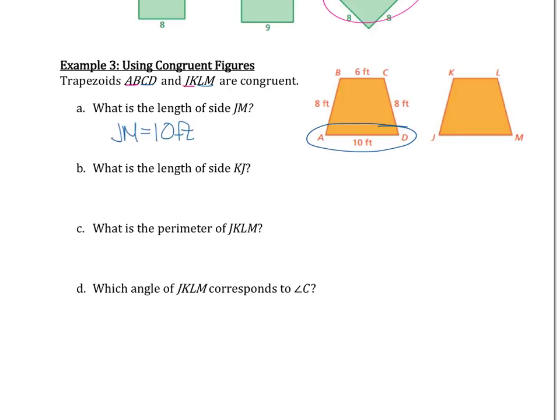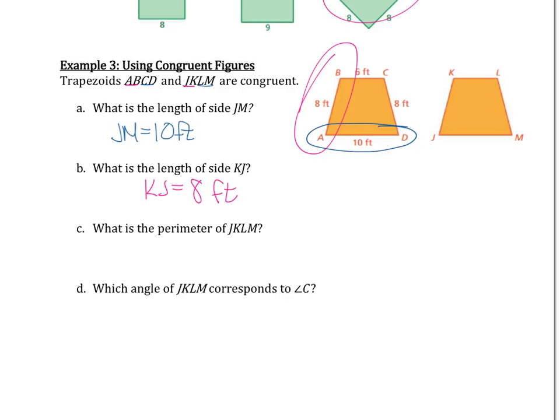So go ahead and try these next 3 on your own. If you want to go ahead and pause, but I am going to walk through each of these. So for B, what is the length of side KJ? We already talked about that KJ corresponds with side length AB, and again, we can tell just by looking at it. So since AB is equal to 8 feet, we know that KJ is also 8 feet.